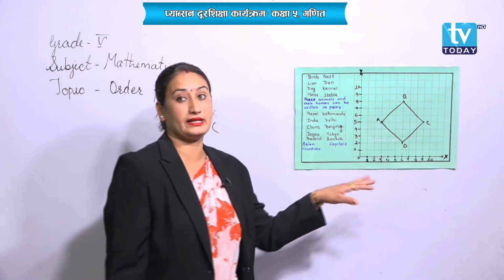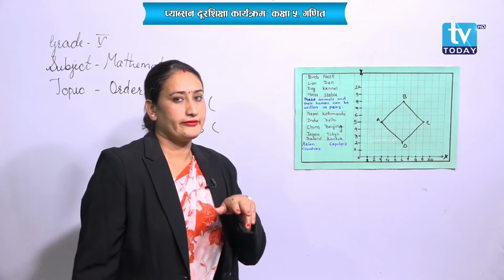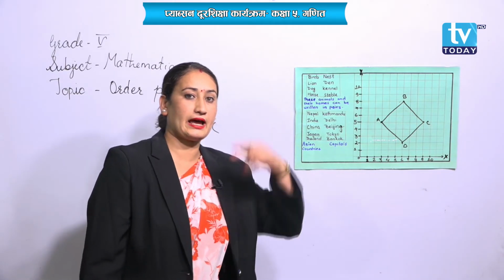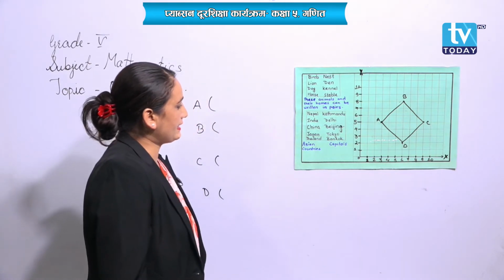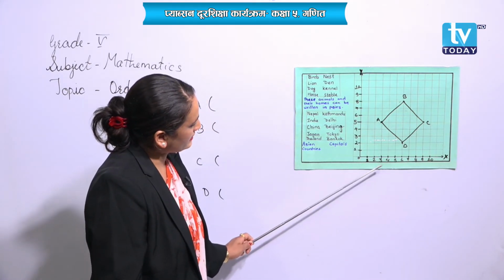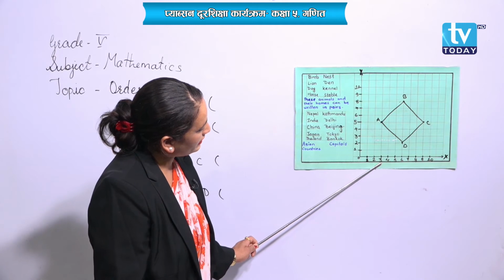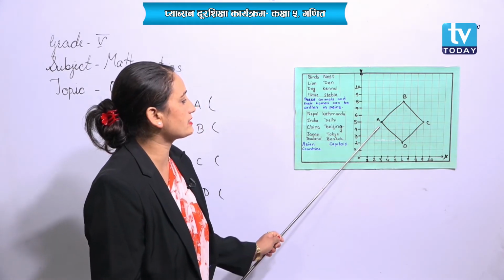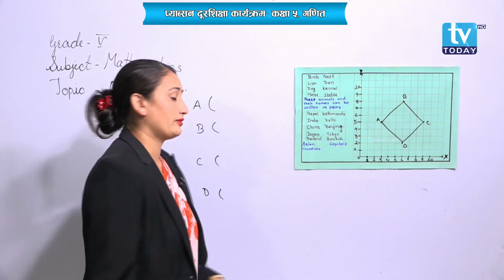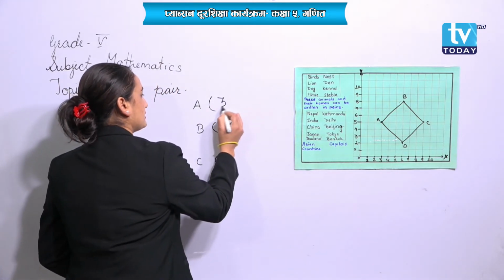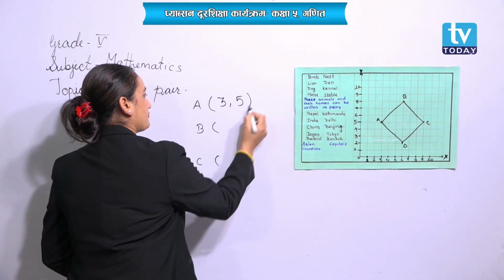Point A. What we have to do first? First go to the x-axis, then have a look for the y-axis. So, here point A is 3 on the x-axis. Then moving from 3 upward, it is 5. So, we have to write 3, 5. So, let's write it: 3, 5.